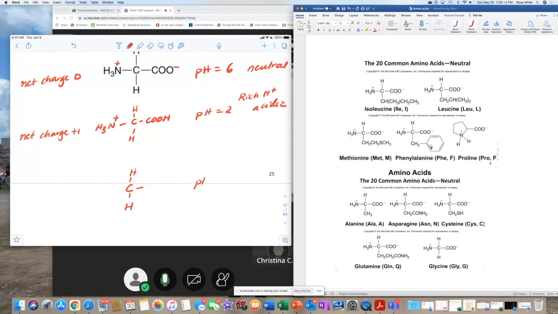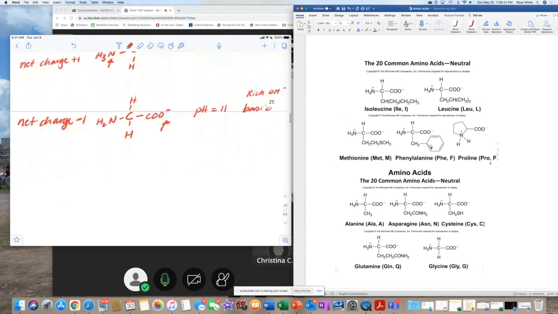Okay, now the environment has changed to a basic environment, right? A basic environment is the environment that's rich in OH minus. The amino acid adapts to its environment. So the negative part is the one that stays, and then this other part becomes neutral. So you can see here, this is negative, this is going to be neutral. Net charge minus 1. Okay?